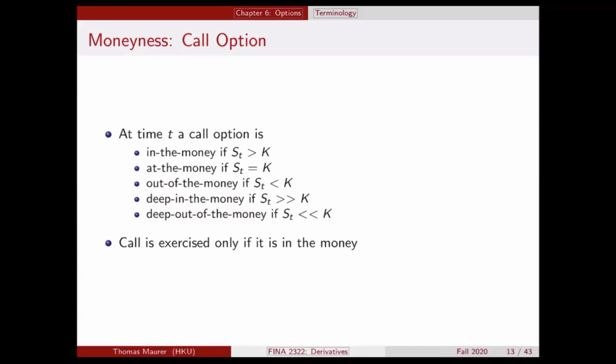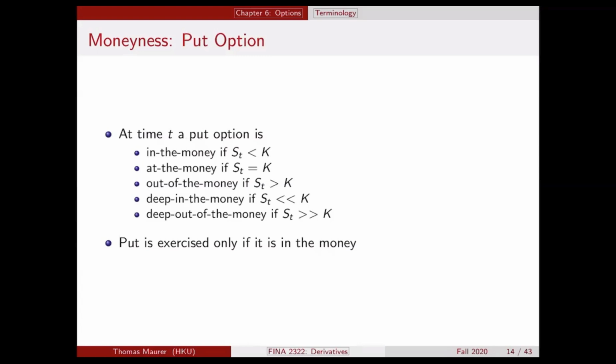A call option is out of the money if the price of the underlying is less than the strike price K. And if you were now at the maturity date, then you would not want to exercise your option because you do not want to pay K dollars to receive an underlying which is worth less than that. Deep in or deep out of the money just means that the difference between the underlying price S and the strike price K is large. You only exercise a call option if it is in the money.